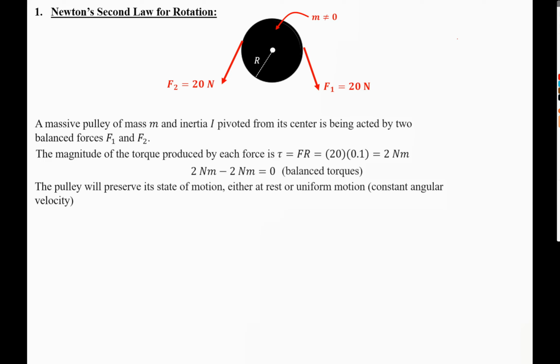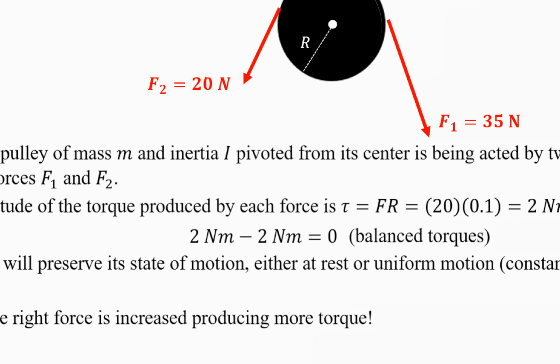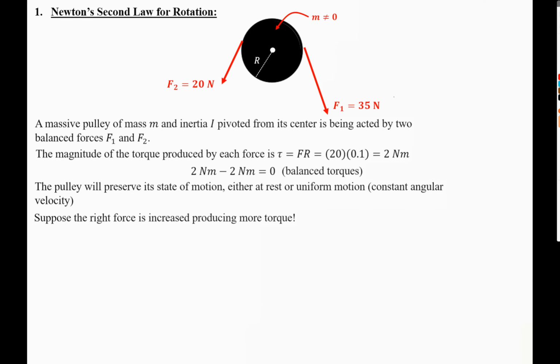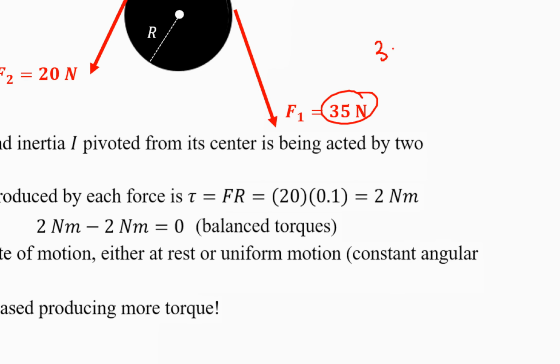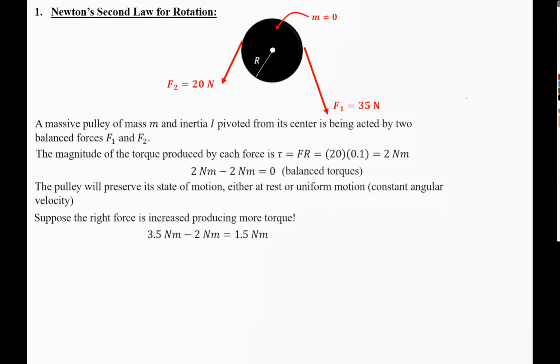And that means the pulley will preserve its state of motion, either at rest or uniform motion, constant angular velocity. Now suppose the right force is increased, producing more torque, from 20 newtons to 35 newtons. The force F2 again would produce a torque given by 20 multiplied by 0.1, which is 2 Newton meter. However, now the force F1 will produce a torque given by 35 multiplied by 0.1, which is 3.5 Newton meter. These torques are now unbalanced and they produce a difference of 1.5 Newton meter.